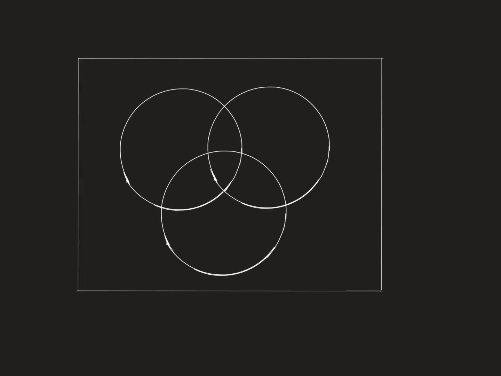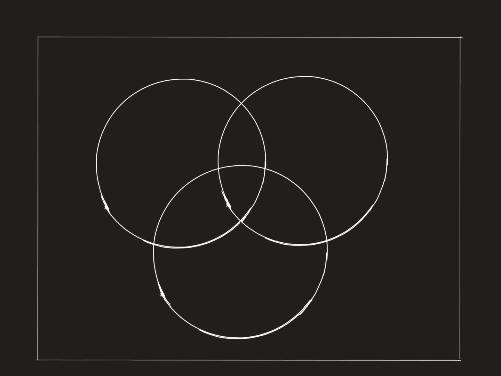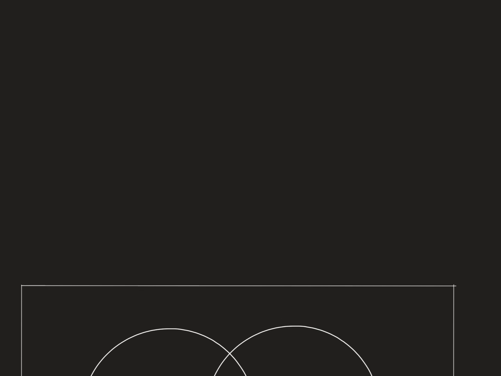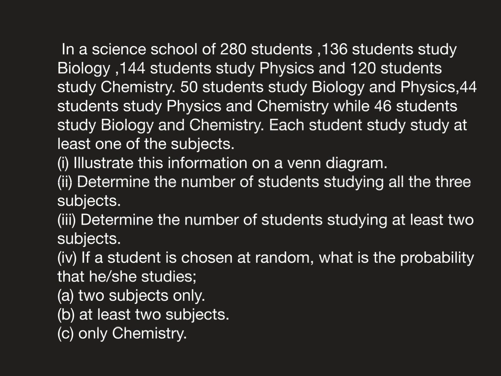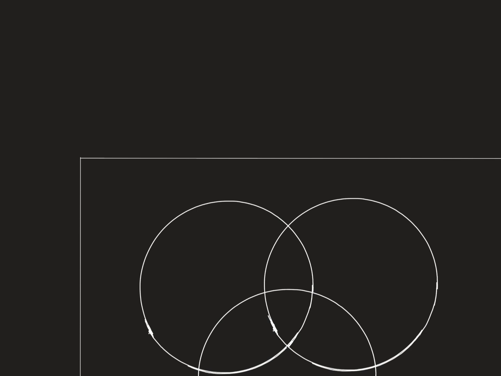Okay, first let's try to draw our tree set problem. And this is our tree set problem. So we will now move on to read the question so that we can answer it bit by bit. Okay, let us not feel intimidated. It reads, in a science school of 280 students. So that is the total number of students in the school. Where do you label that? That is going to be the universal U and is 280 students.